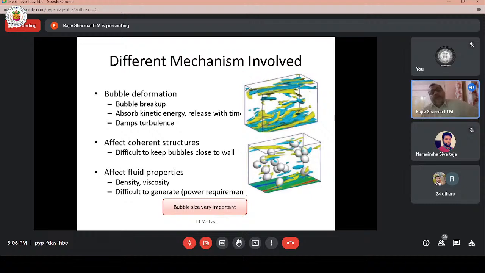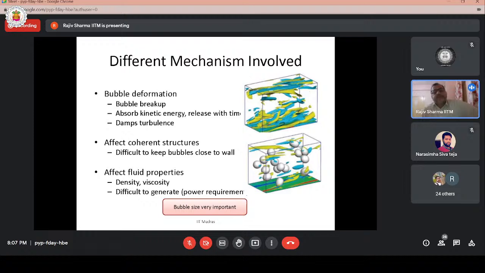Different mechanisms are involved. Bubbles will deform. Bubbles may break up. They will absorb kinetic energy and they will release the kinetic energy with time. They will damp turbulence. And the moment you are able to damp turbulence, you will be able to reduce the drag.